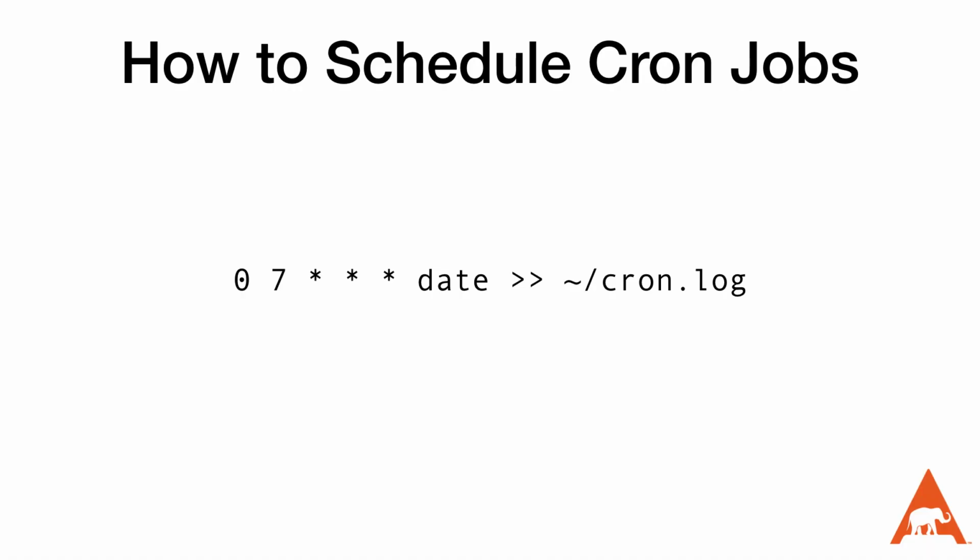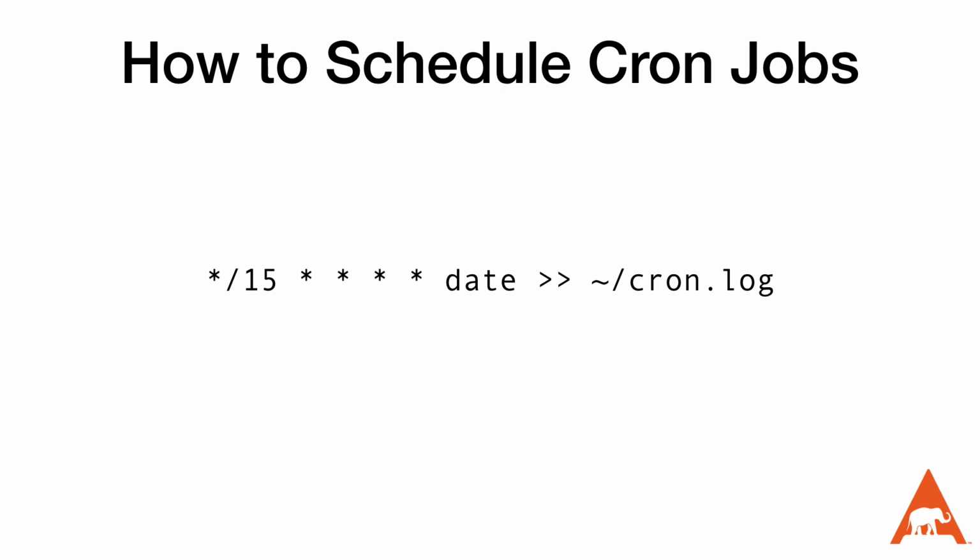To run a command every day at 7 a.m., we would put a 0 in the minute field, a 7 in the hour field, and asterisks in every other field. To run a command every 15 minutes, we would use the asterisk, /15, and then asterisk in the other 4 fields.